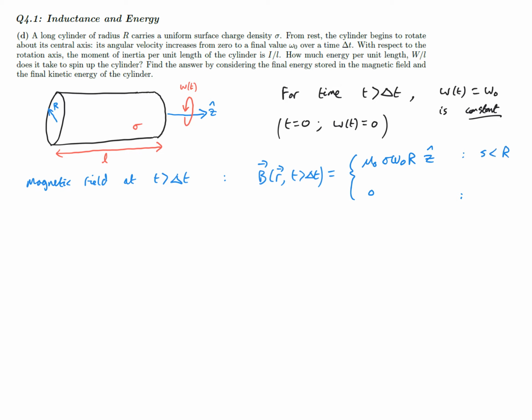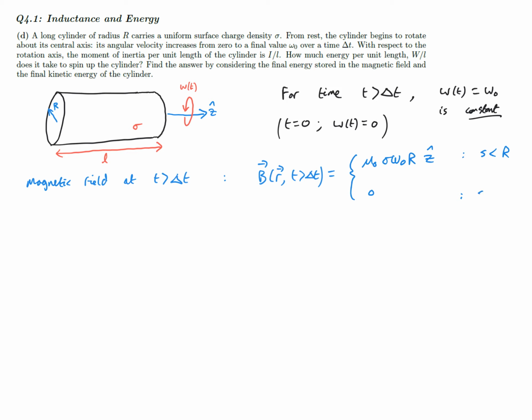When we're looking at a radius within the solenoid, S smaller than the radius of the solenoid, R, we have this result, where the surface current is sigma omega naught. So that's playing the role of the n turns per unit length times the current through a single loop. This is a surface current, sigma omega naught.